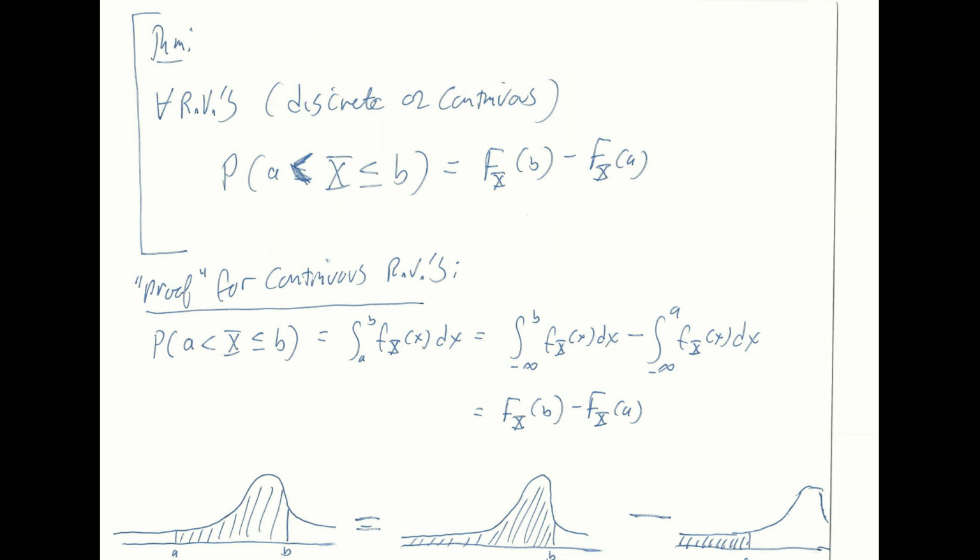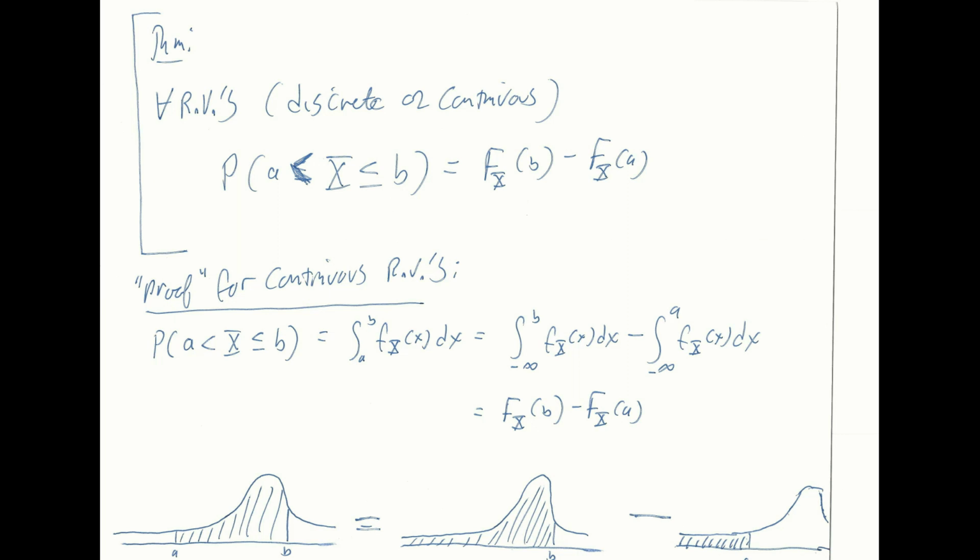Another theorem concerning cumulative distribution functions is the following. This actually holds equally well for discrete or for continuous random variables. The theorem says that the probability that a is strictly less than X, which is then less than or equal to b, is going to be the value of the cumulative distribution function at b minus the value of the cumulative distribution function at a. So we can find the likelihood that X falls in an interval of this type as the difference between the values of the cumulative distribution function at the right-hand endpoint of the interval and at the left-hand endpoint.